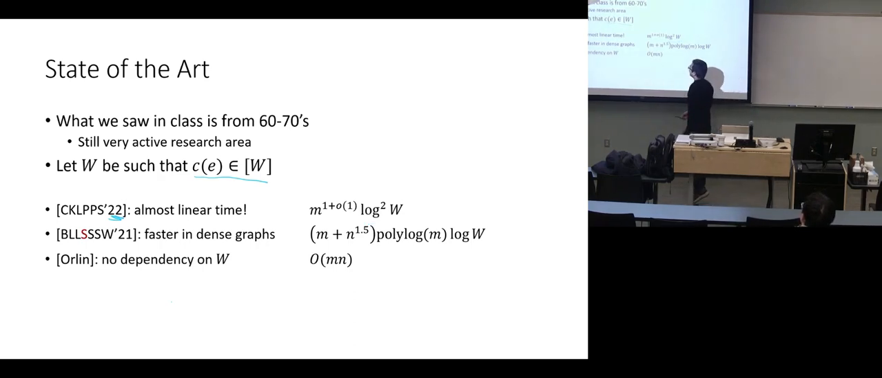Before this work, the state of the art was my work with other people, which gets this kind of running time. I don't pay this term, I just pay polylog. So it's still a bit faster when m is bigger than n to the 1.5. And if you don't want any dependency on W, the fastest running time is still m times something. Yeah, but there are still a lot of nice questions about max flow going on.